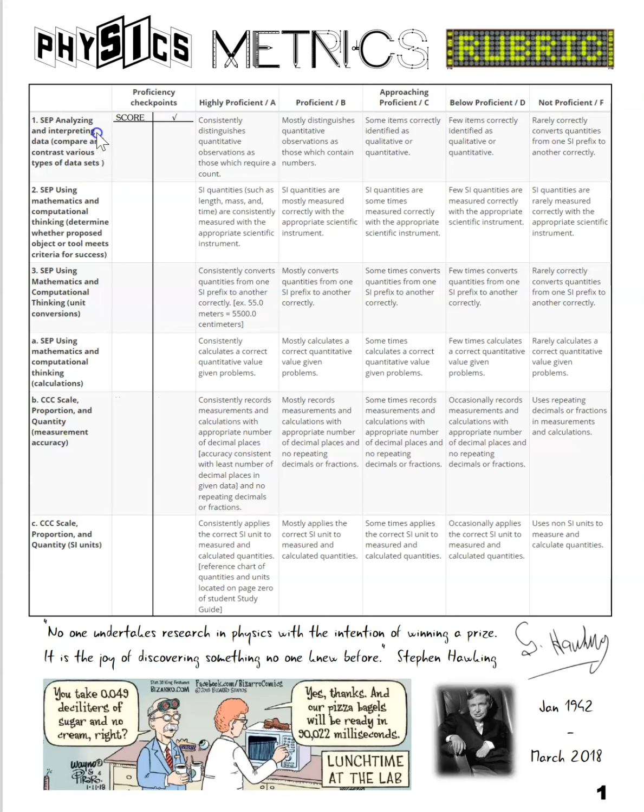So your first celebration of knowledge in Physics A, you're going to be assessed on these 6 items. How will you be rated is over here in this rubric section. So the highly proficient, A; proficient, B; approaching proficient, C; below proficient, D; not proficient, F.